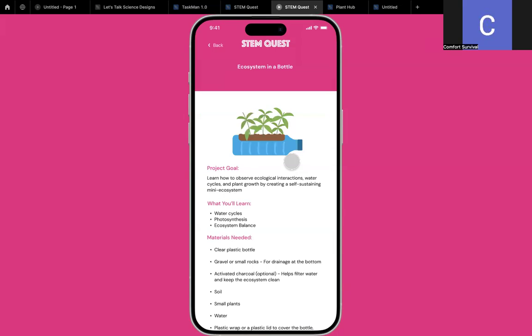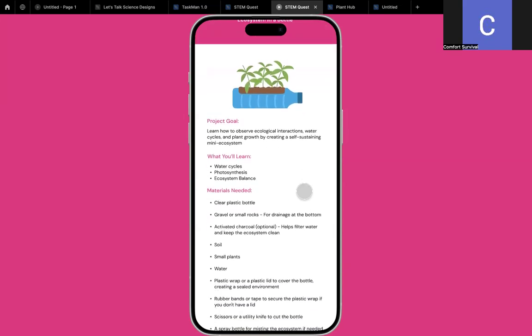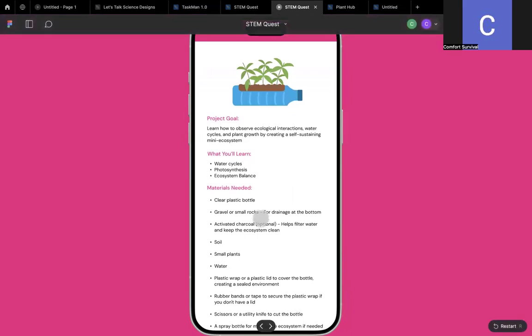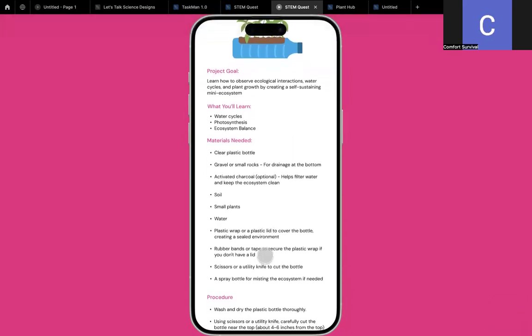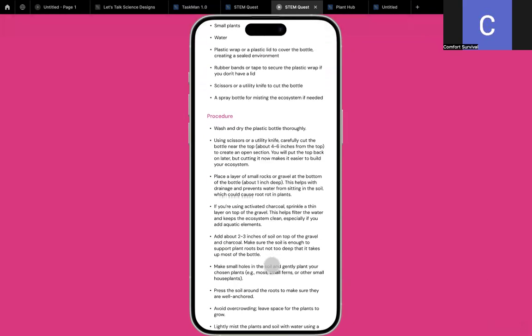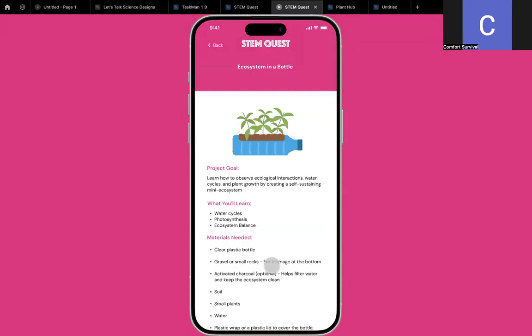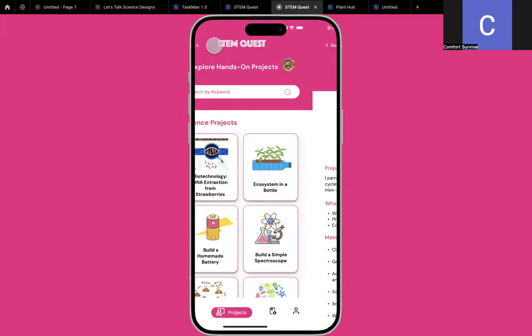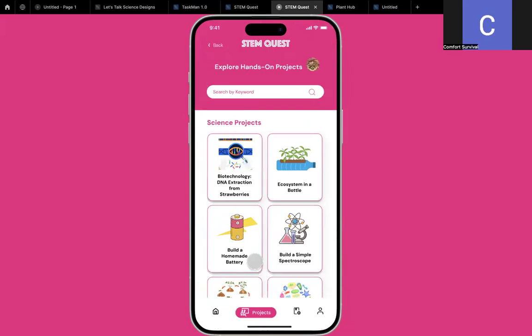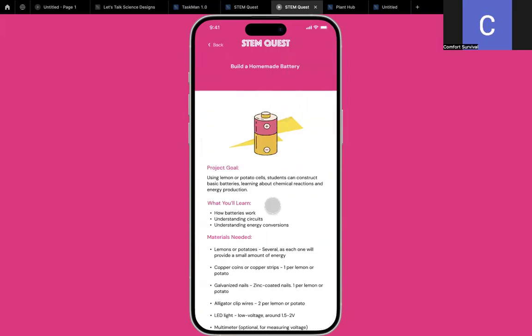Same for the ecosystem in a bottle. So they're pretty easy projects of things that you can easily find at home. You can always find a bottle laying around at home. You could always find small plants around you. If you live in a house, you could just go outside and pluck a plant. So they're all very easy projects and things that they can try hands-on and monitor and see what they can learn from it.